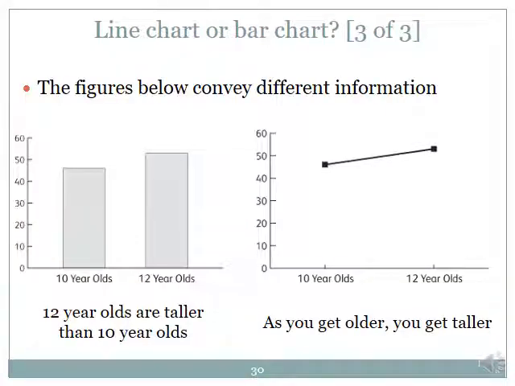Now suppose you present this data. This is the height of 10-year-old kids. This is the height of 12-year-old kids. If you just present the left figure, then you are only making a claim about the height of kids when they were 10 years old and when they were 12 years old. You are not saying anything about in between. So your conclusion is that 12-year-old people are taller than 10-year-old people. You are not saying anything about 11-year-olds or 11 and a half year olds and so on.